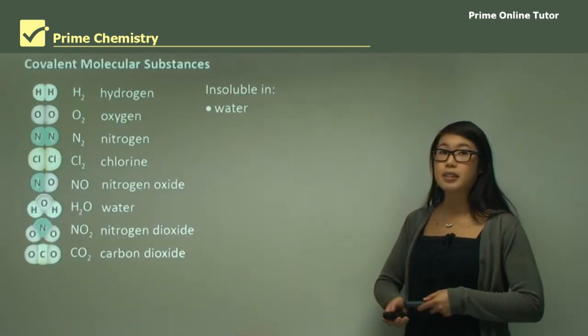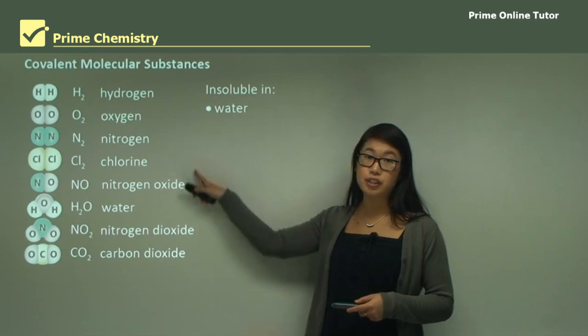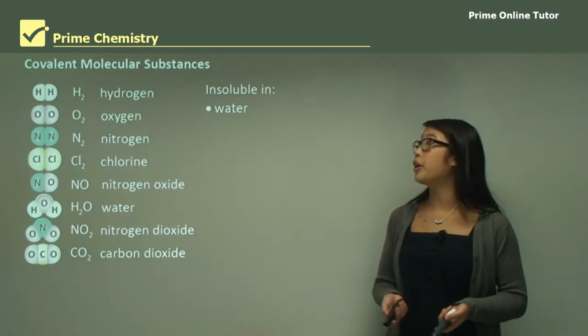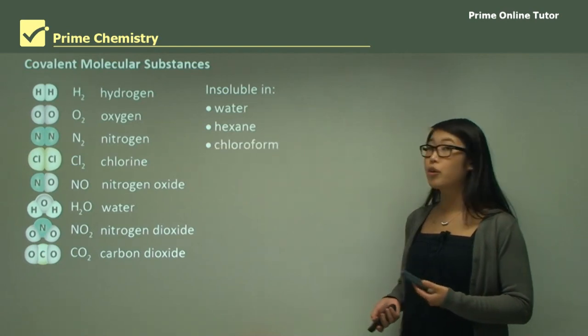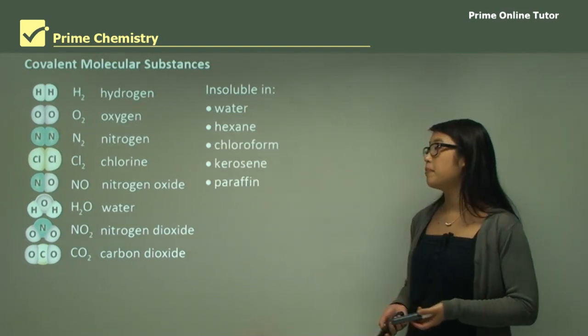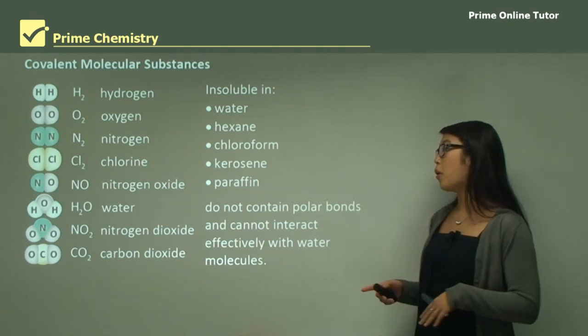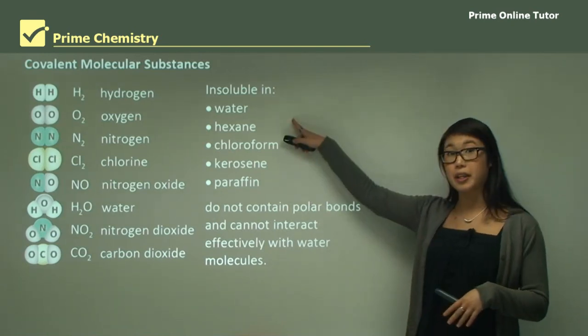Covalent molecular substances include a list here, so hydrogen, oxygen, and all the diatomic forms. And usually they are insoluble in water: hexane, chloroform, kerosene, paraffin, and they don't have any polar bonds, and therefore they cannot interact with any of these.